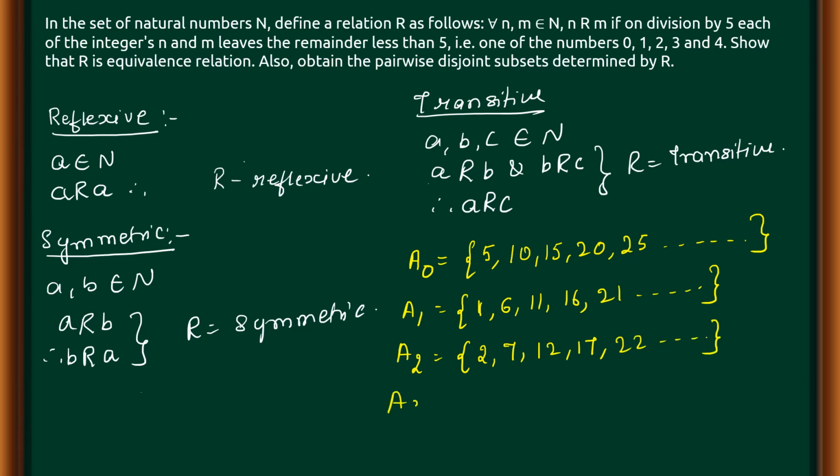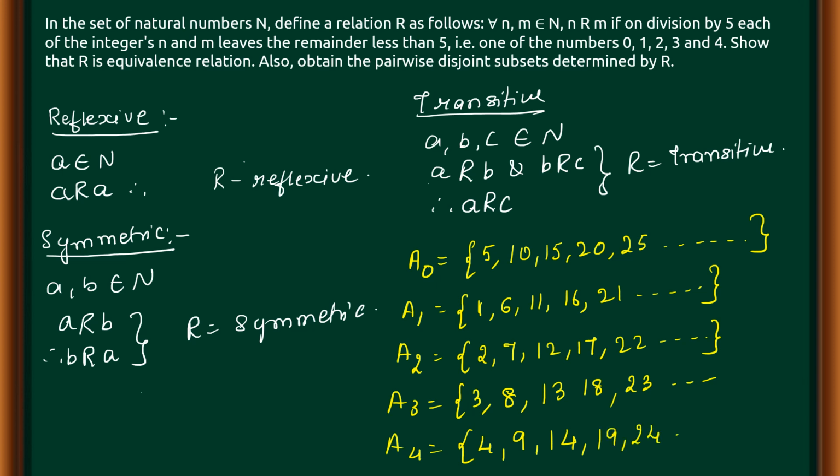Then you have remainder 3, which gives 3 first itself. Then 3 plus 5 gives 8, 8 plus 5 gives 13, then 18, then 23, and so on. And A4 will give remainder 4, so 4 itself, then 9, then 14, then 19, then 24, and so on.